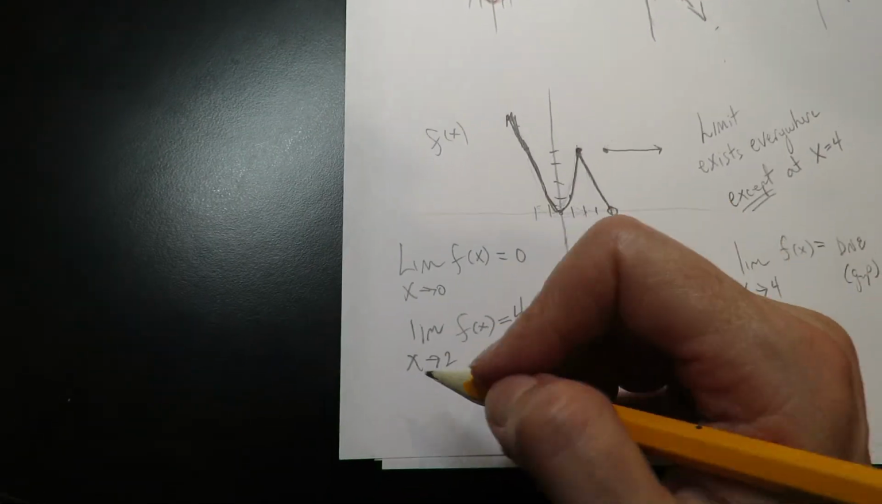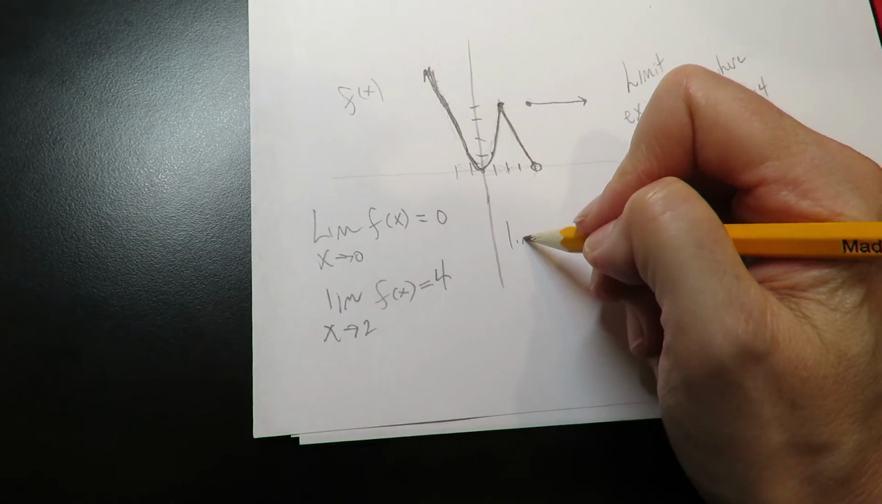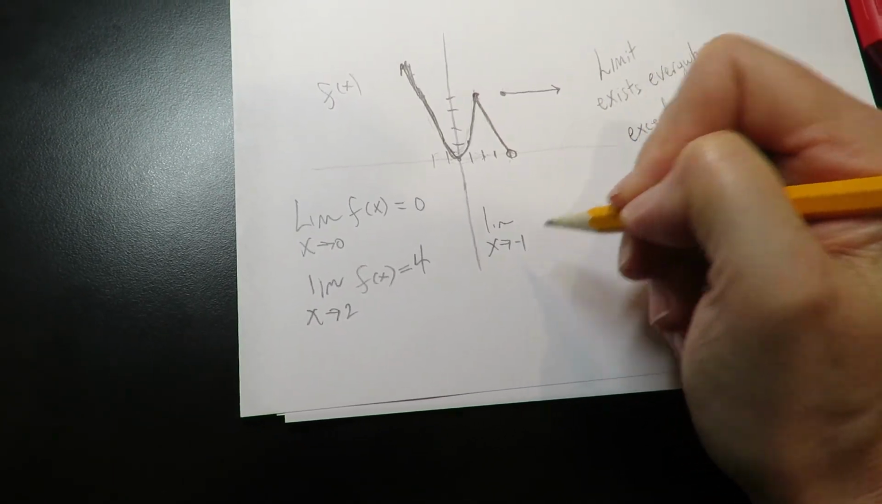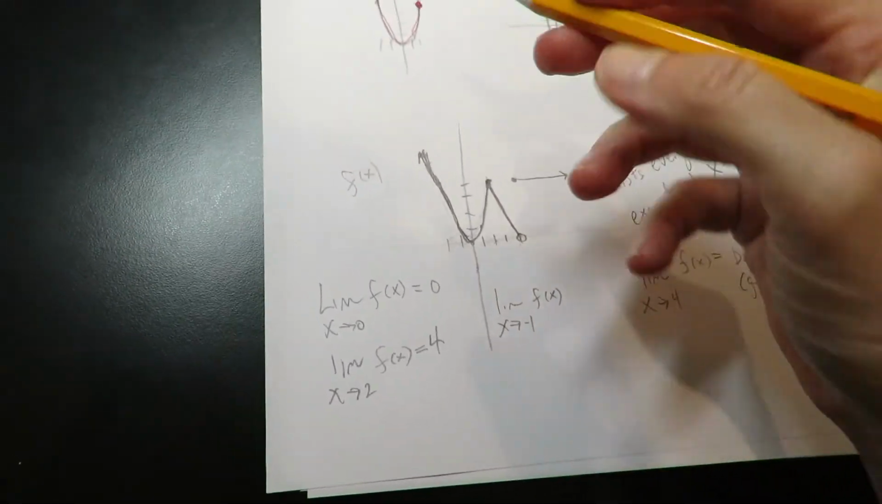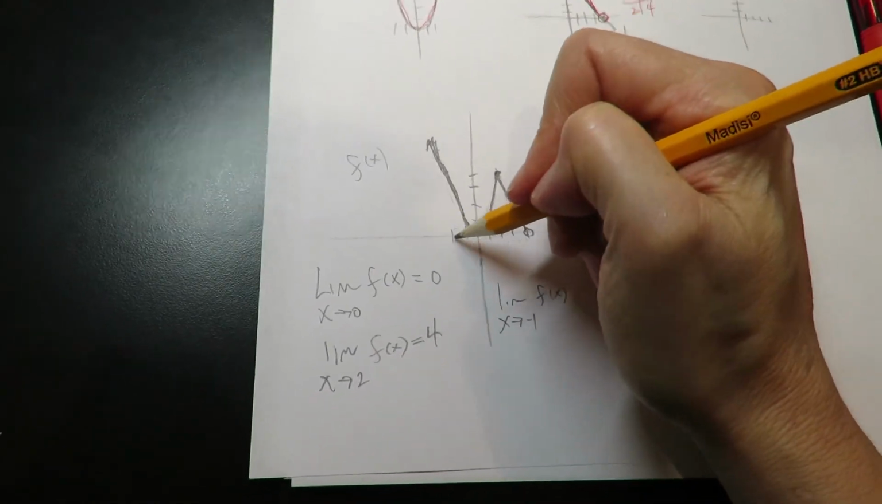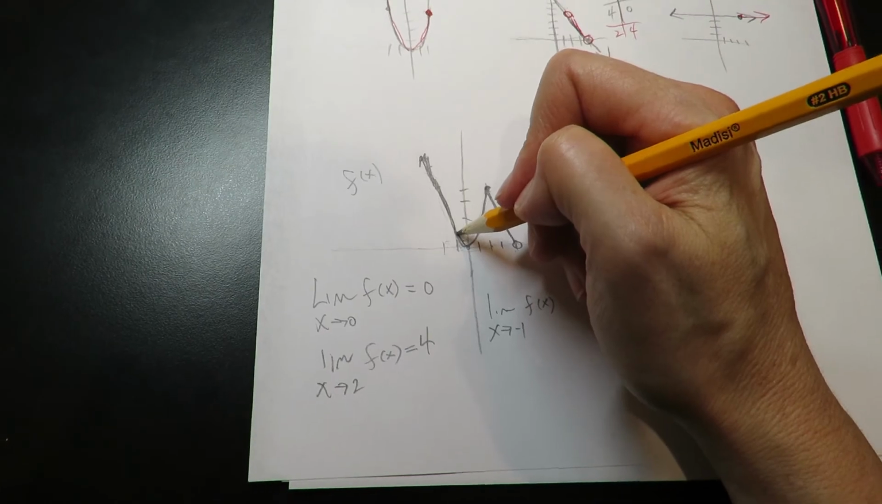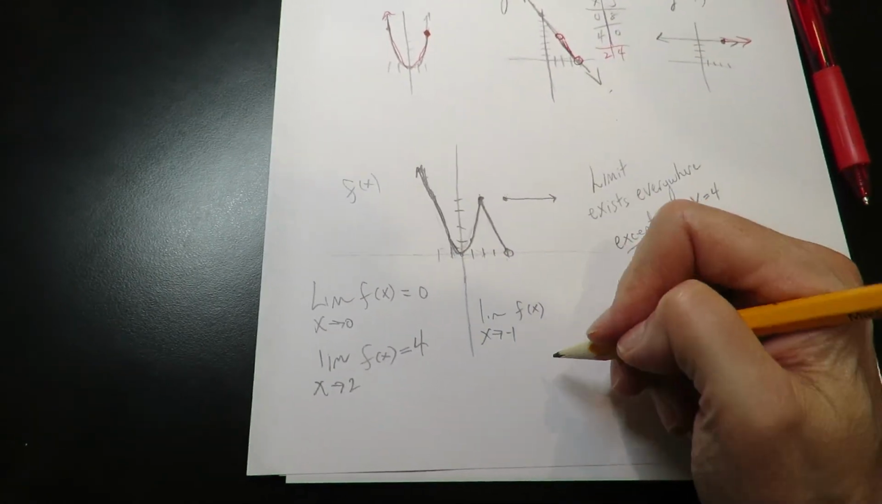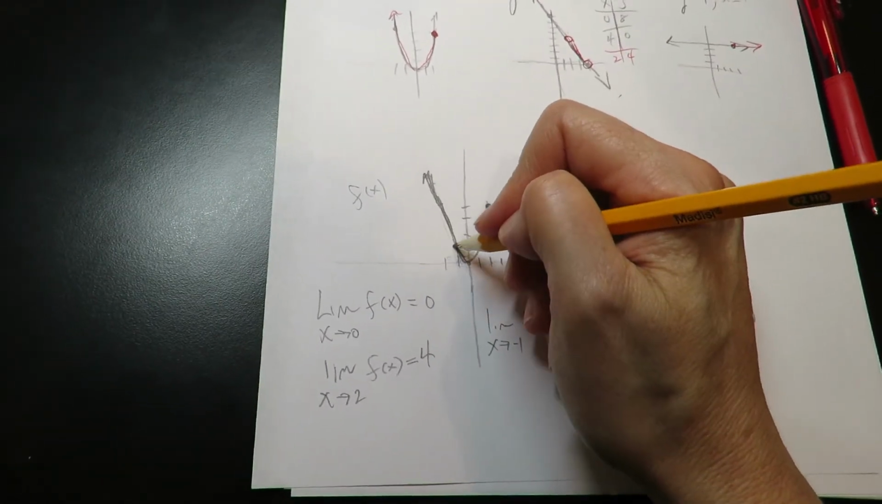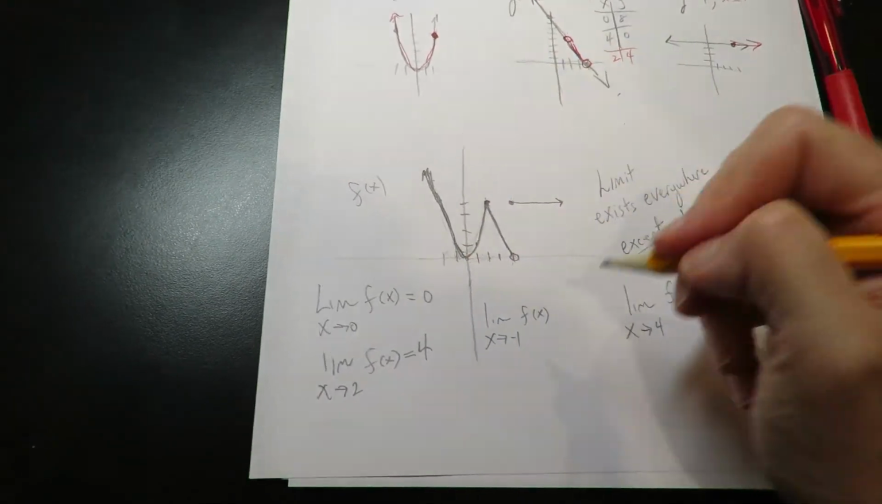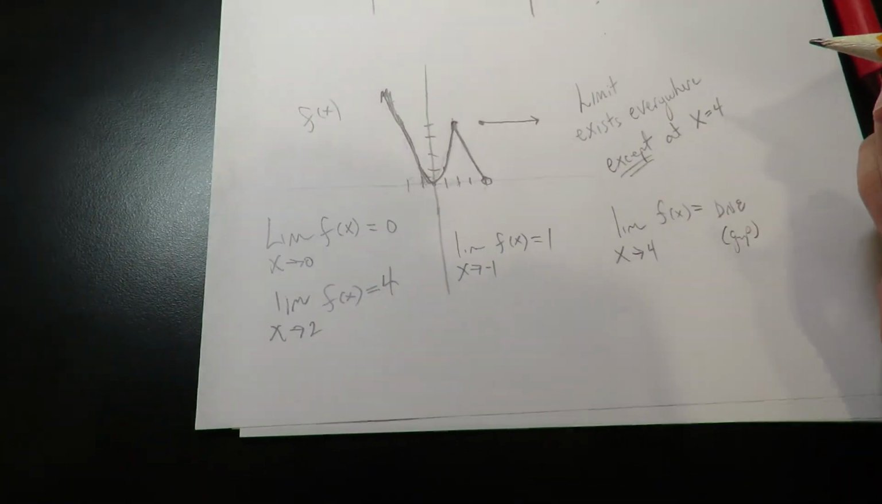The limit as x goes to -1 on this function. So here's -1. We're going to come in on both sides of this x value. So as I come in from the right, the height goes to +1. As I come in from the left, the height goes to +1. So the limit of that is +1.